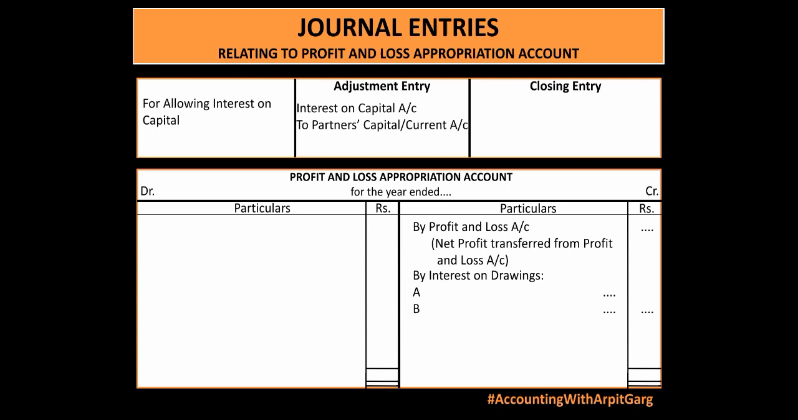Then, interest on capital account, being nominal in nature, will be transferred to profit and loss appropriation account. And yes, partner's capital account, being personal in nature, will be shown in balance sheet. Interest on capital, being an expense, will reduce our income. So it will come on the opposite side, that is the debit side of profit and loss appropriation account.